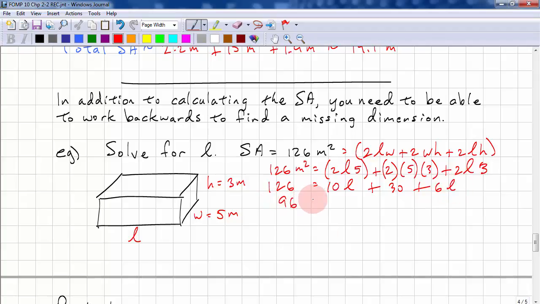So we have 96 over on this side, and we have 16L on this side. Remember, we add like terms. These are numbers. These are variables with L. So L equals 6 meters. This is meters squared. This is meters. So one of the meters cancels out. So practice your algebra skills to solve these problems. And that completes part 2.